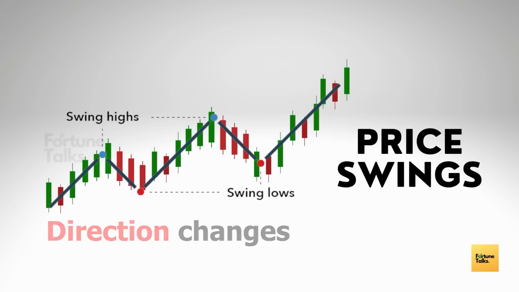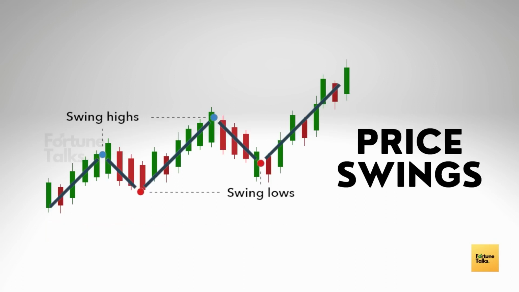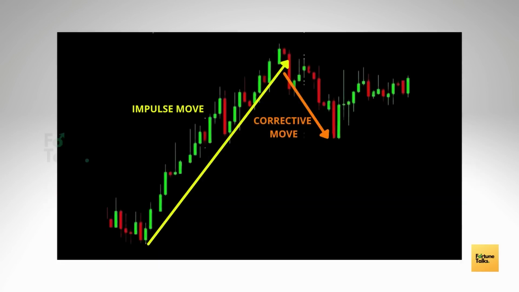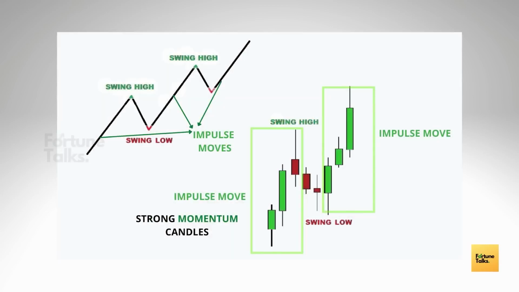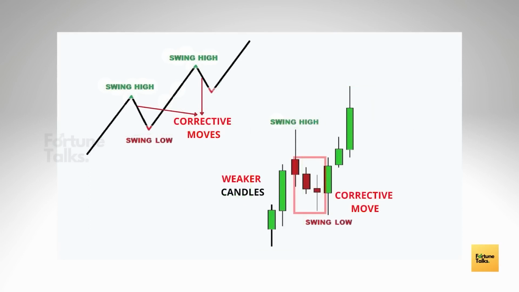This nature of price oscillation is called as price swings. A typical price swing will consist of an impulse move and a corrective move. The impulse move is the strong move with stronger price action candle, while the corrective moves in a trend are generally weak or dull moves opposite to the direction of impulse move.